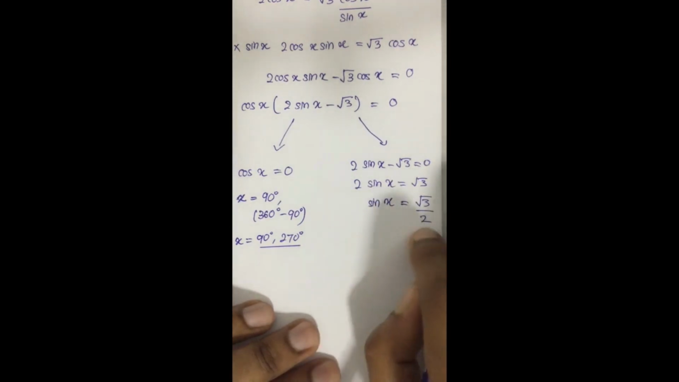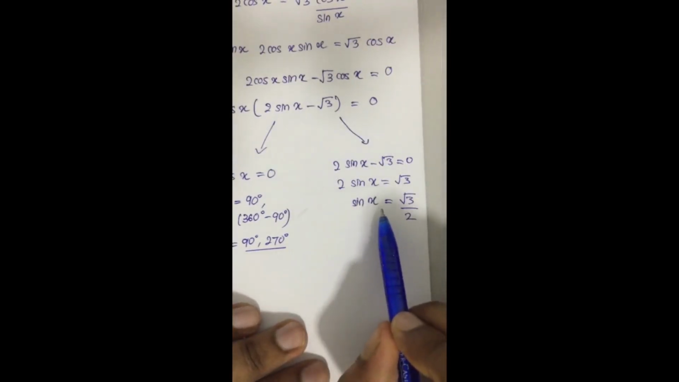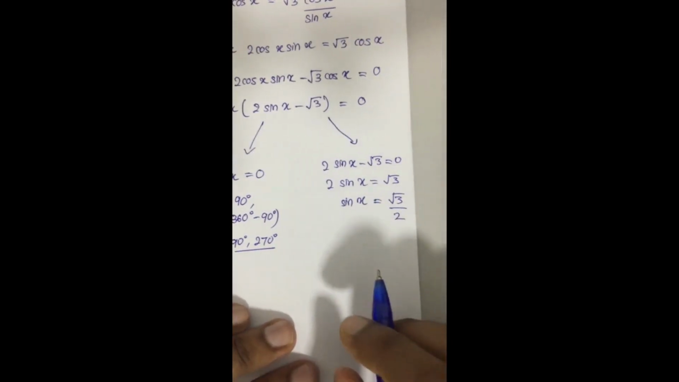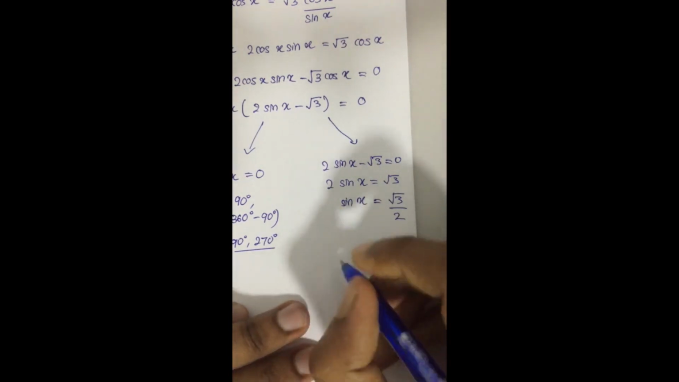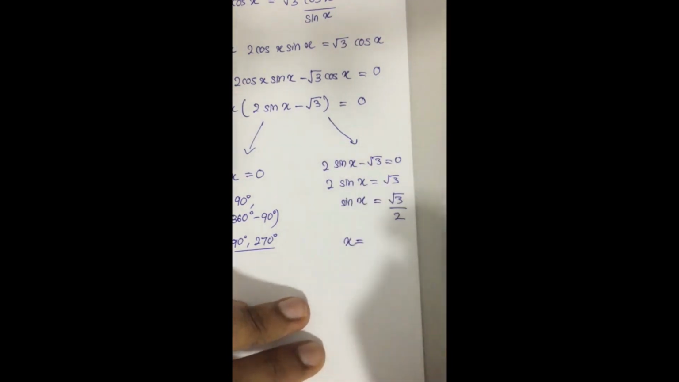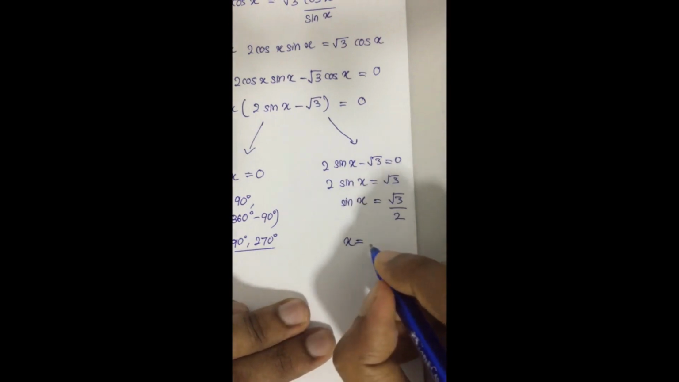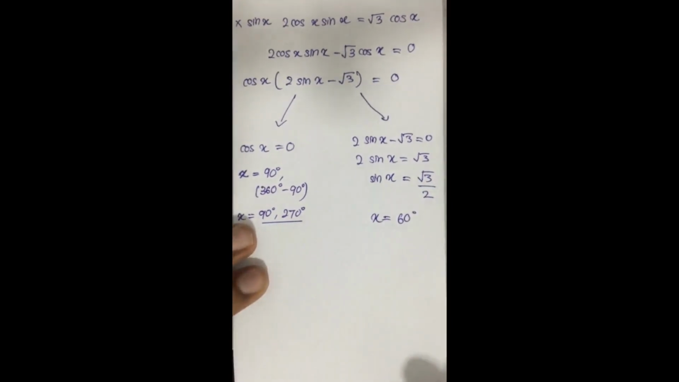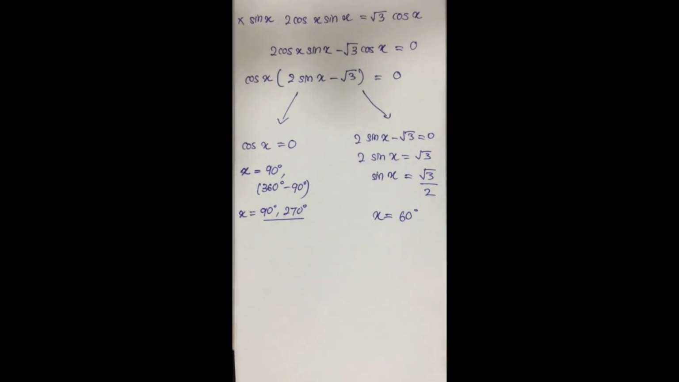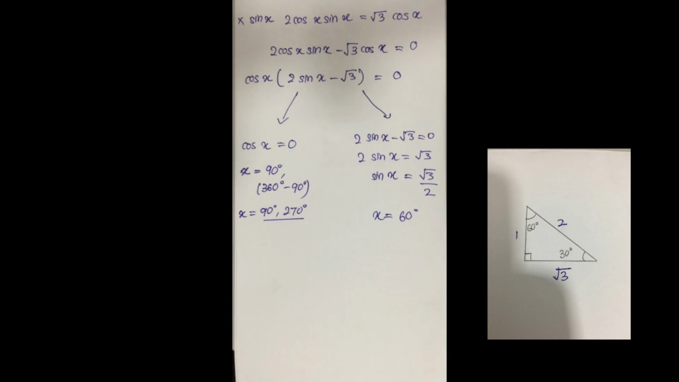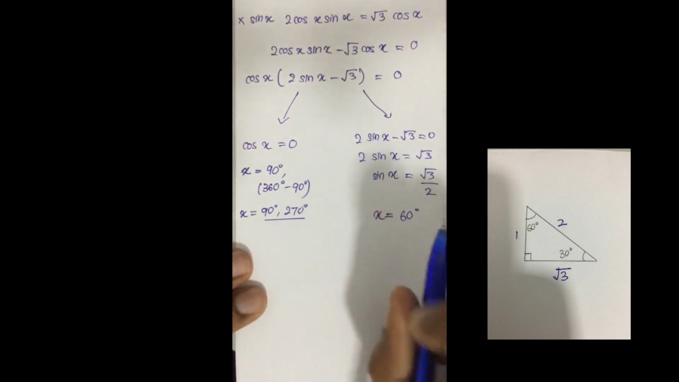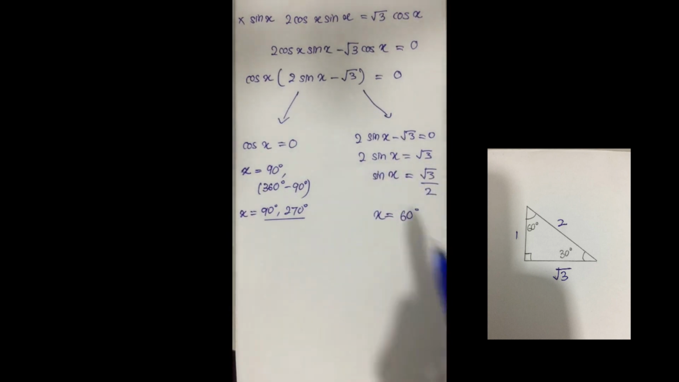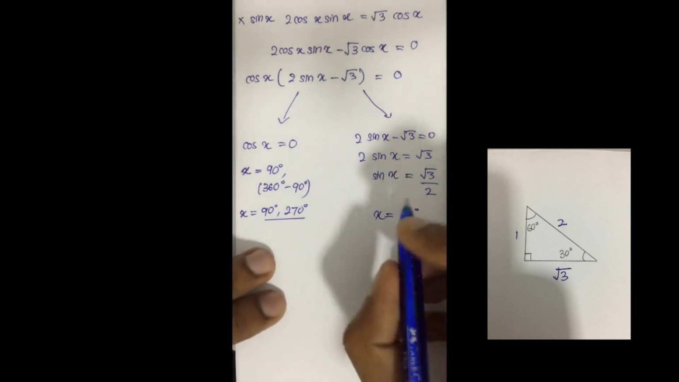Let us proceed with this one. Sine x equals to sec 3 over 2. So you get your angle x equals to 60 degree. This angle we can get using the triangle method, guys. I will show you the sketch of the triangle in the image now, so you can use that as your reference. Sine inverse sec 3 over 2 you get is 60 degree.